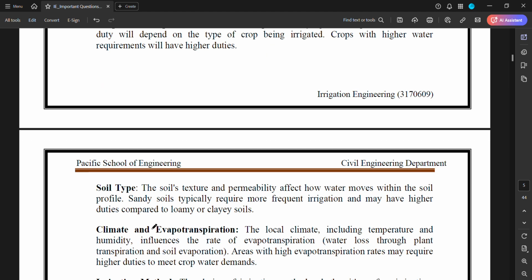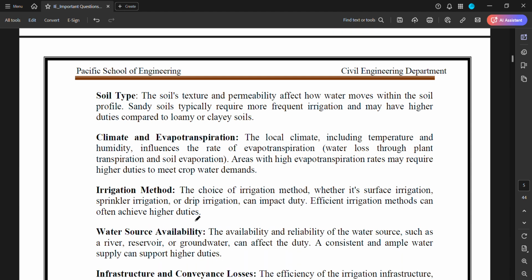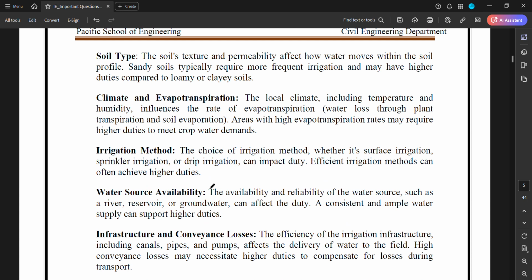Soil types. The soil textures and permeability affect how water moves within the soil profiles. Sandy soil typically requires more frequent irrigations and may have higher duties compared to loamy or clay soils. Next is the climate and evapotranspiration. The local climate, including temperature and humidity, influences the rate of evapotranspiration, water loss through transpiration and soil evaporation. Areas with higher evapotranspiration rates may require higher duties to meet crop water demands.